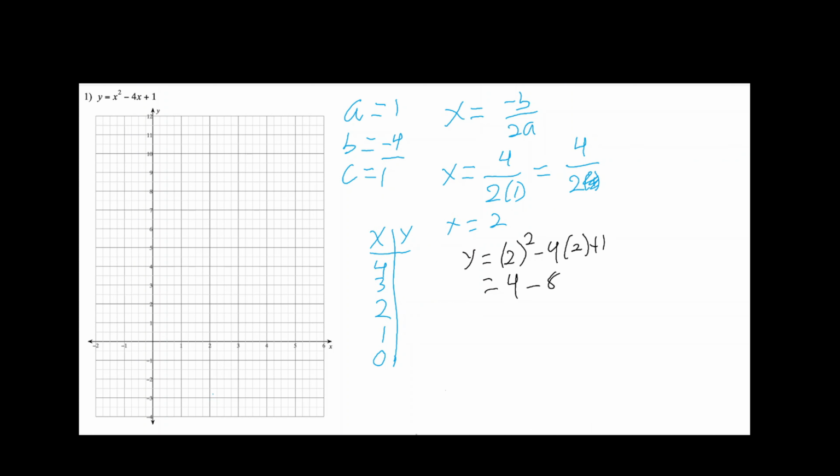Now let's try out our other x values. So let's try x is equal to 1. So when we do that, we get y is equal to 1 squared minus 4 times 1 plus 1. End up with 1 minus 4 plus 1. End up with -2 there. So when x is 1, y is -2.